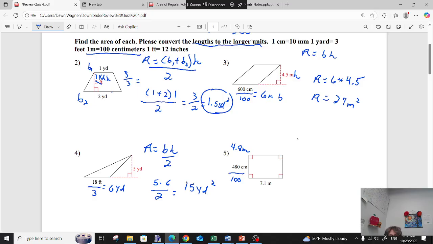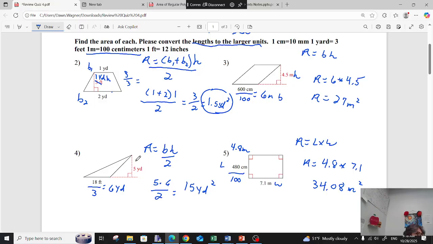So, what kind of shape is this? It's a rectangle, which is length times width. Width, base and height are the same as length and width for this, really. So, area equals 4.8 times 7.1, which is what? And that would be meters squared.